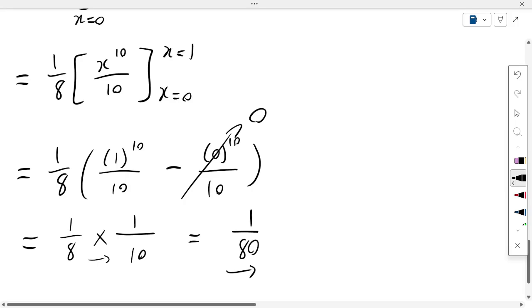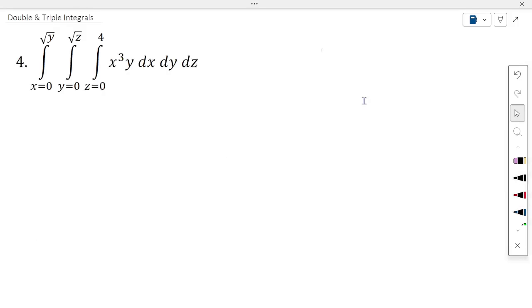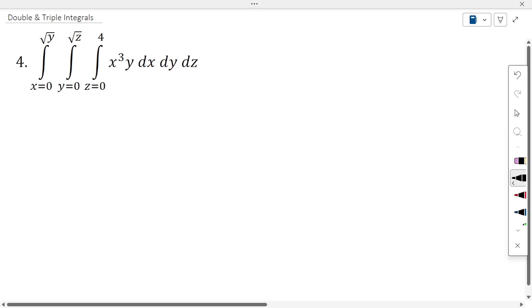Now let's move on to the last one. Holy crap, what is this? Yeah, I know. That's basically my reaction when I saw this for the first time, but then I realized it was so easy. Now let's go through this together. Okay, it's the last one.